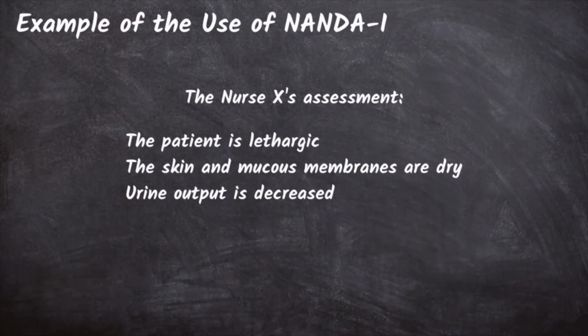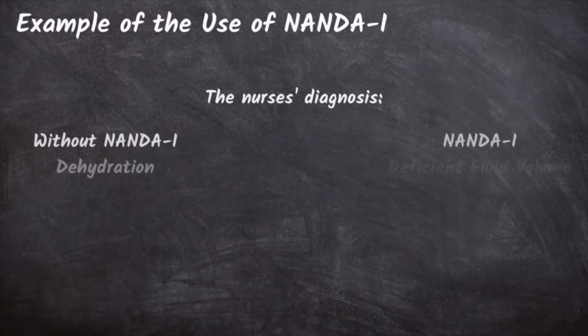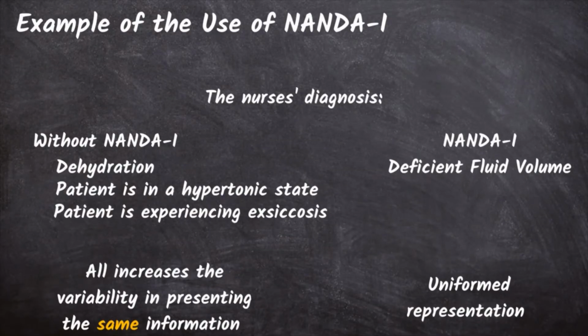If by now you're still not convinced that there can be a great deal of variation in how nurses can refer to the same thing, let's look at this example. Nurse X assessed the patient and found that the patient is lethargic, the skin and mucous membranes in the mouth are dry, and the urine output is decreased. If other nurses saw this same assessment, one might document that the patient is suffering from dehydration.